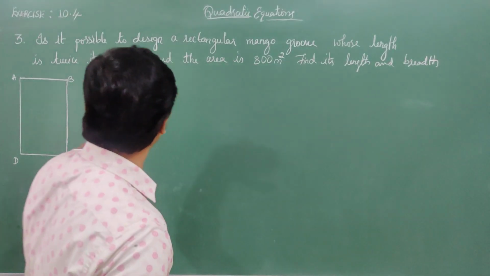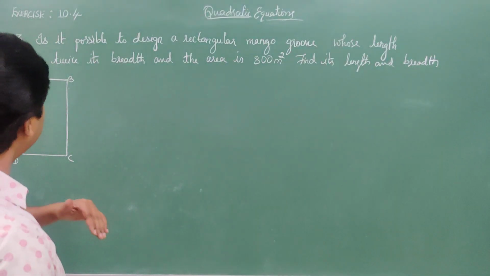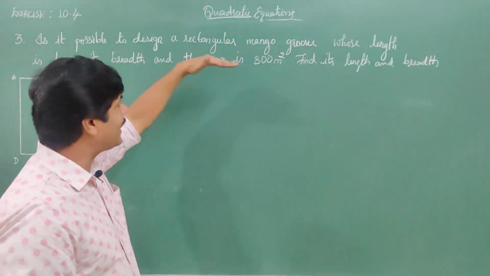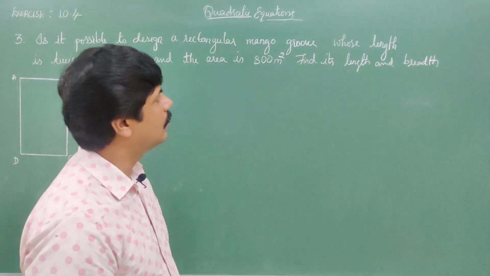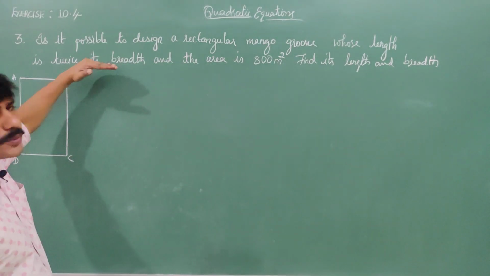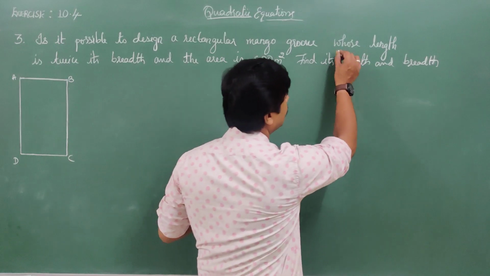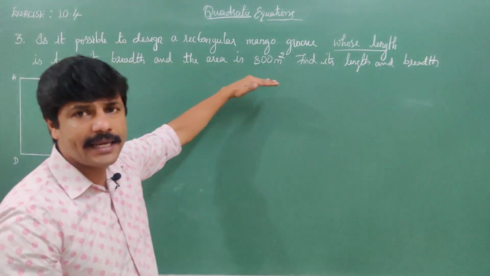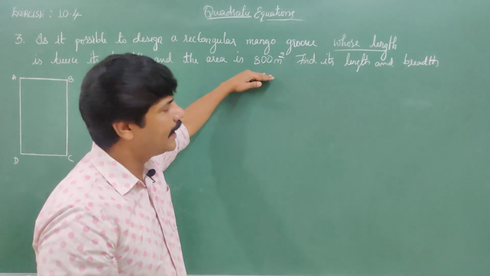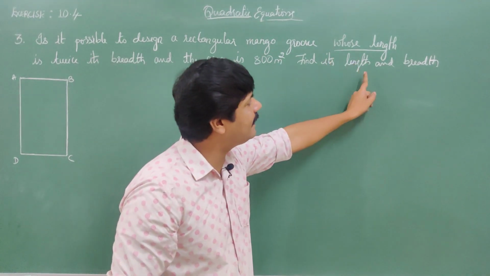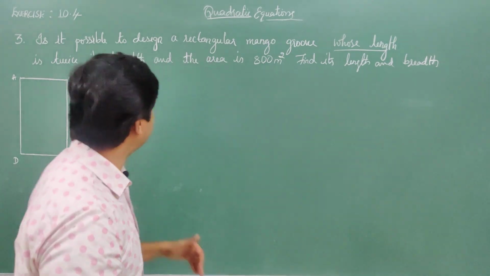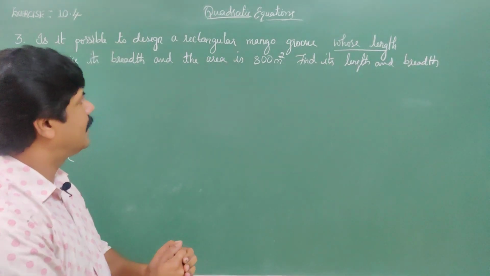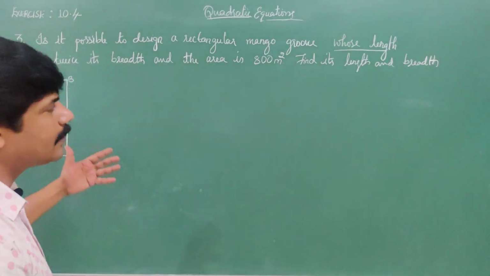Now we'll see question number 3. It asks us, is it possible to design a rectangular mango grove, a rectangular mango grove whose length is twice its breadth, and the area is 800 meters square? Find its length and breadth. First, is it possible to design a rectangular grove? It is asked. Rectangular mango grove. Understand? It is nothing but mango farming.